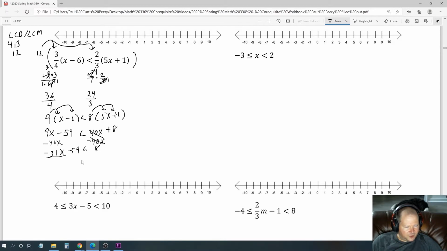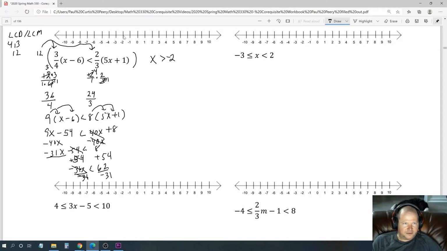Next step is to get the negative 31x by itself, so we add 54 to both sides. The 54s cancel out, leaving me negative 31x is less than, and we would say 8 plus 54 is going to be 62. We undo the multiplication of x by negative 31 by dividing by negative 31. Whatever you do to one side, you do to the other. Cancel, cancel, and you would end up with x. Now, because we divided both sides by a negative, we need to flip it from less than to greater than. And we say 62 divided by 31 is 2, so positive 62 divided by negative 31 is negative 2.